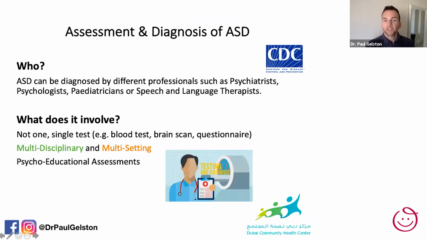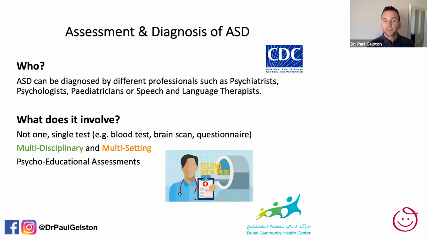So in terms of assessment and diagnosis, ASD can be diagnosed by different professionals like psychiatrists and psychologists, pediatricians, or speech and language therapists. But the key thing to remember is that there's not one single test that diagnoses autism. So there's no blood test, there's no individual brain scan, there's no single questionnaire that works. And really, appropriate assessment of ASD has to be multidisciplinary and multi-setting.